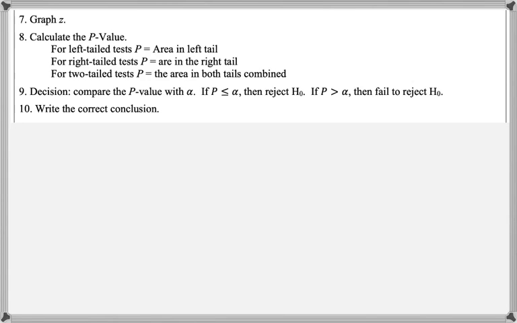Step 8, we have to calculate the p-value. Now, for left-tail tests, p is equal to the area in the left tail. For right-tail tests, it's the area in the right tail. And for two-tail tests, p is equal to the area in both tails combined. Step 9, we have to make the decision. So we have to compare the p-value with alpha. Now, if p is less than or equal to alpha, we need to reject the null hypothesis. If p is greater than alpha, then we fail to reject the null hypothesis. And lastly, we need to write the correct conclusion.